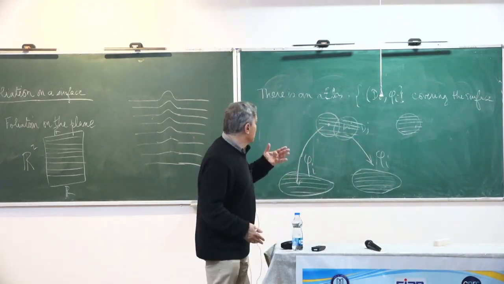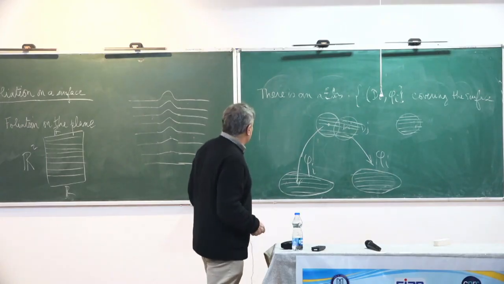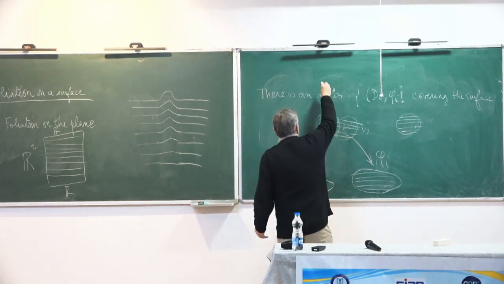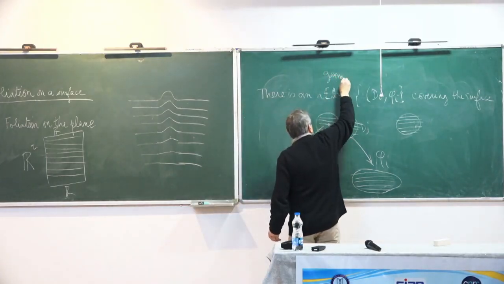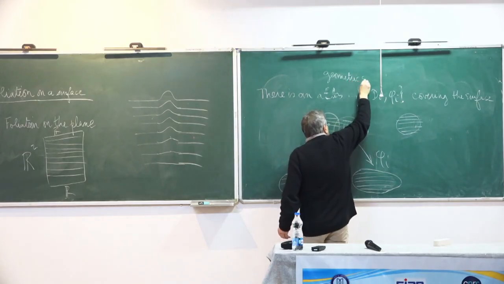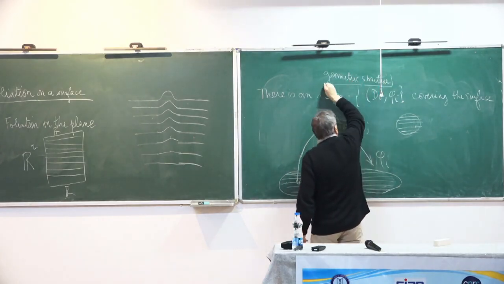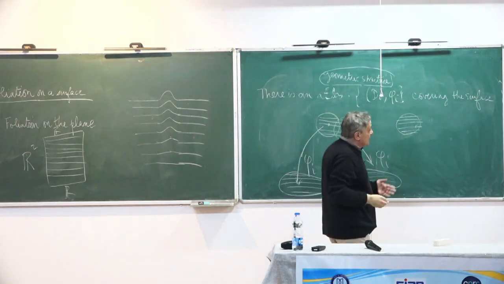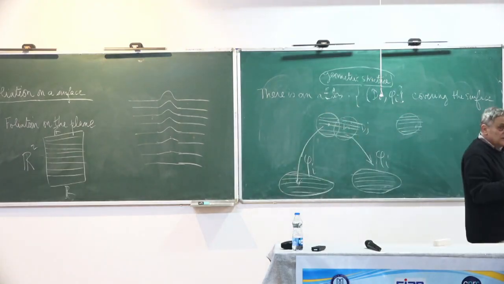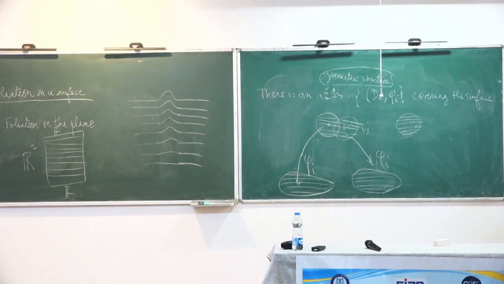A foliation is, in fact, let me use the name, something like a geometric structure. Geometric structure means something defined by an atlas with change of coordinates. So this kind of geometric structure here is called a foliation.